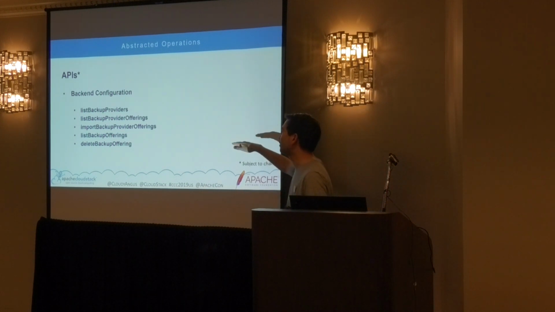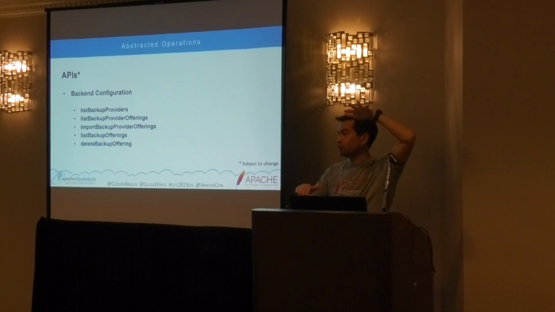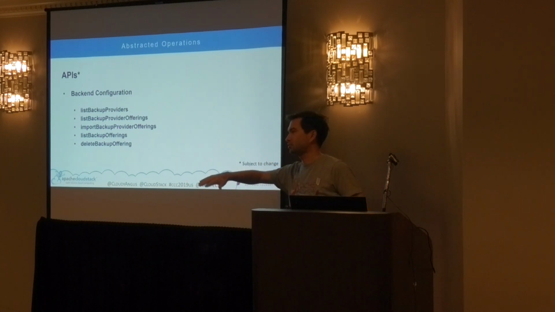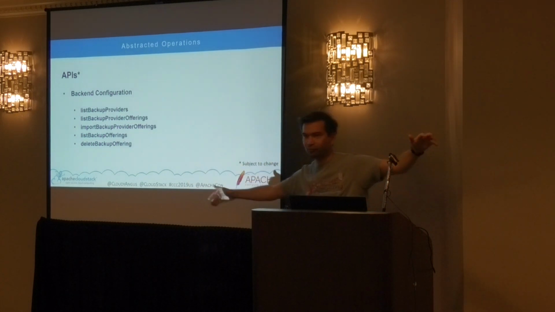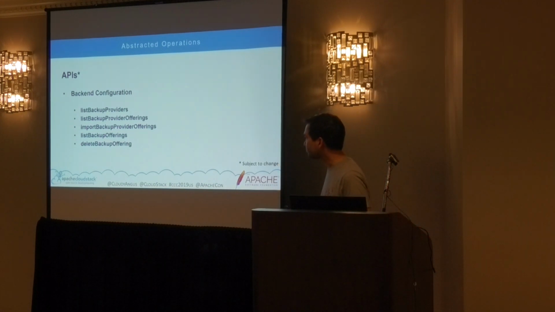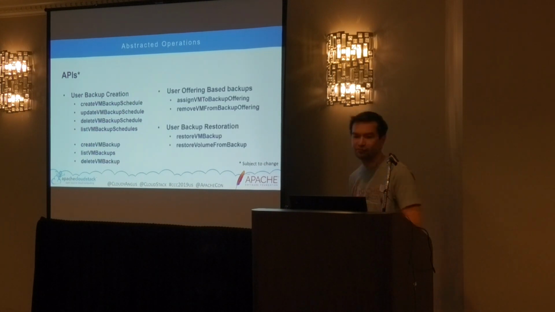Then you want to import those offerings, which is making the link between what CloudStack's going to call, let's say, Gold, and the Zone 1 super great backup that runs every 6 hours and gives you an indexed file system. And then we'll call it Gold in CloudStack. But there's something that needs to make that link, and that's how we'll do that. Then we obviously need to be able to list those offerings you've created in CloudStack and delete that mapping if you need to. So that's what the back-end initial configuration would be from the operator side.